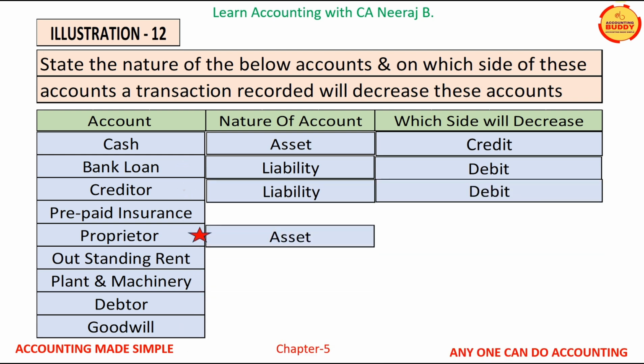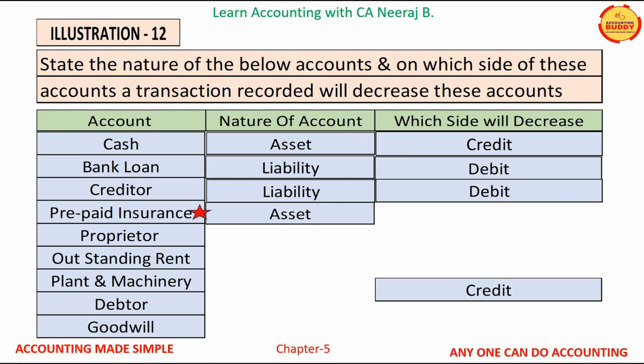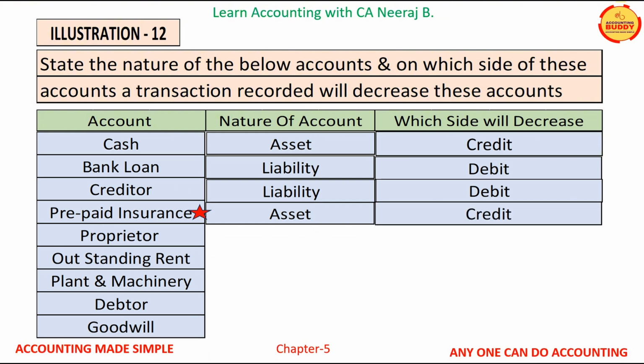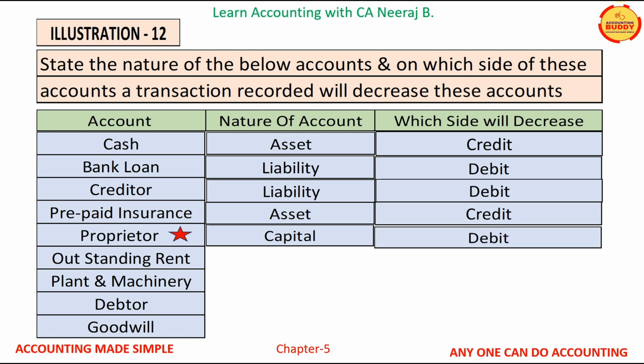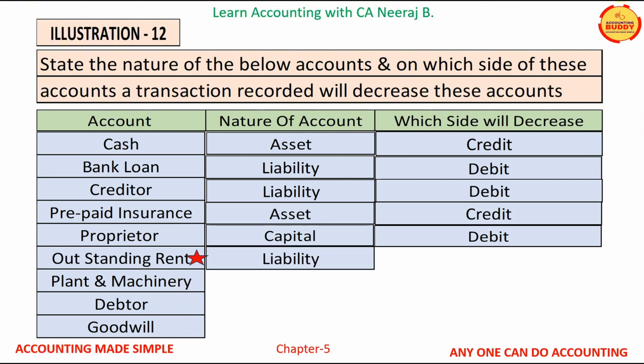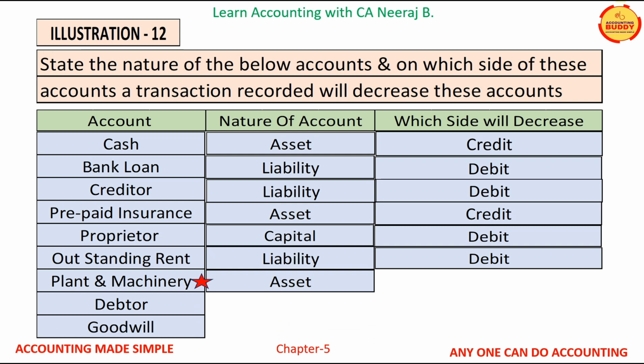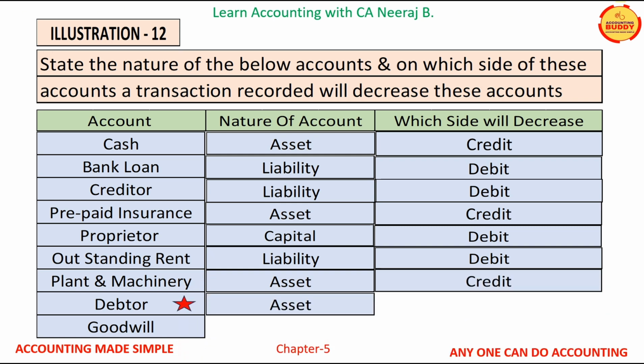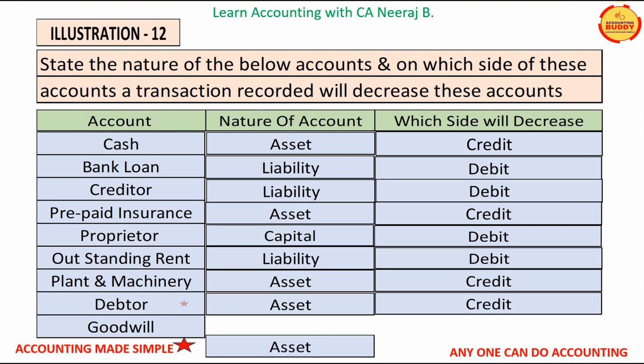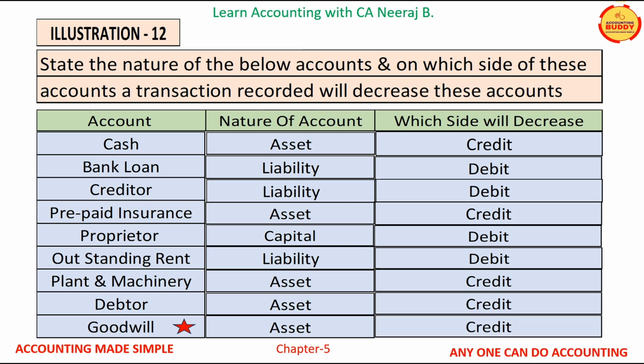Prepaid insurance is an asset account and it will decrease when it is credited. Proprietor's account is a capital account and it will decrease when it is debited. Outstanding rent account is a liability account and it will decrease when it is debited. Plant and machinery is an asset account and it will decrease when it is credited. Debtors again is an asset account and it will decrease when it is credited. Goodwill is a tangible fixed asset and it will decrease when it is credited.